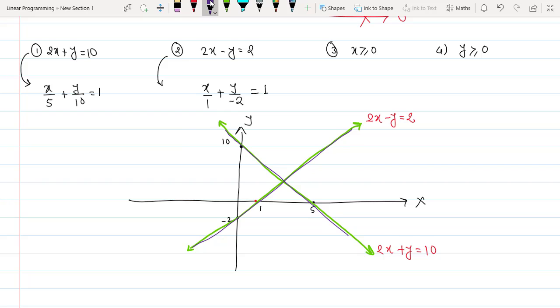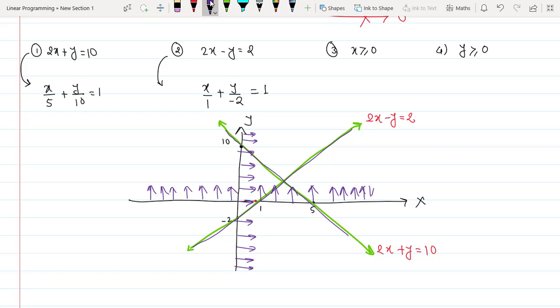But for the third, x greater than or equal to 0 means what? You will get this as the feasible region for the third one. Now next, y greater than or equal to 0 means what? This will be the feasible region for y greater than or equal to 0.